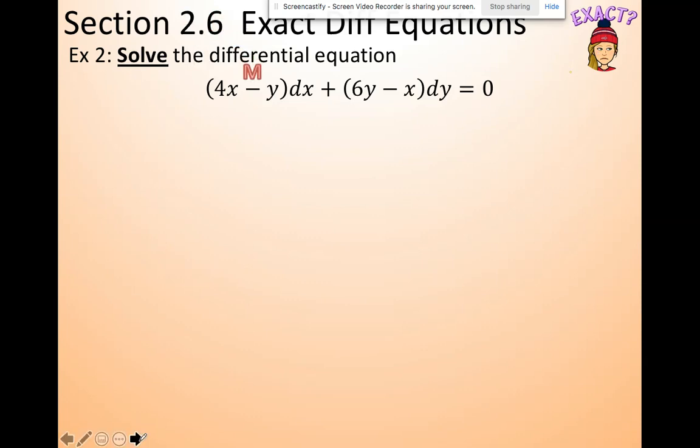So if I identify M and N, I want to see if this potential function that I'm looking for, that part is M, is the partial of M with respect to Y equal to the partial of N with respect to X? So let's take a look. What is the partial of M with respect to Y?